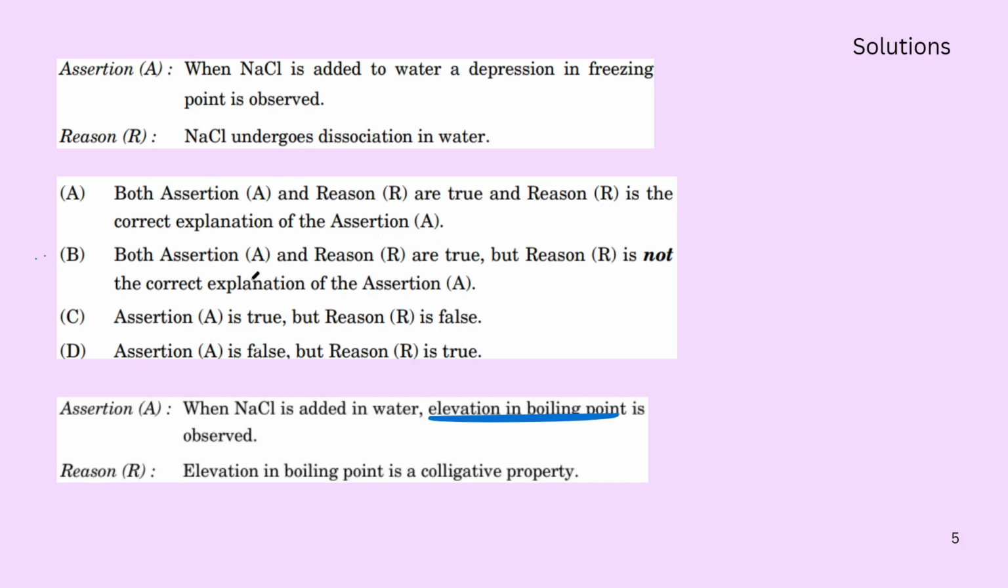So the second, the reason: NaCl undergoes dissociation in water. Yes, it does. So the reason is true, but that doesn't actually explain the fact that the depression in freezing point is observed. Because of that, the answer is going to be option B for this. And here as well, you have elevation in boiling point is a colligative property. Yes, it is a colligative property, but that doesn't explain the fact that when NaCl is added to water, there is an elevation in boiling point that is observed. Because of this, this also is going to be option B.